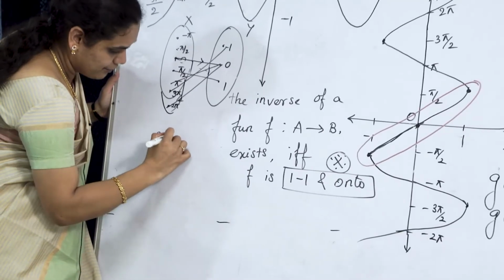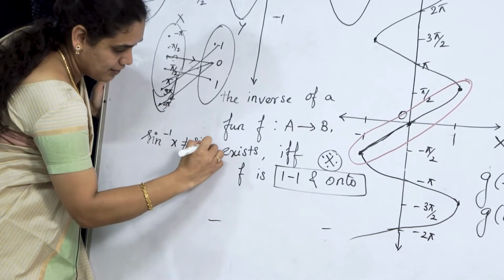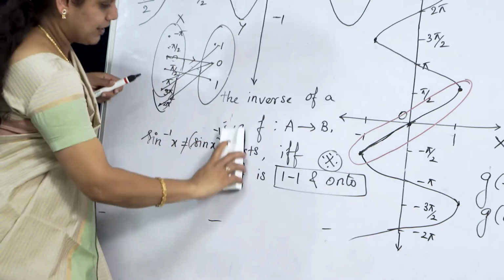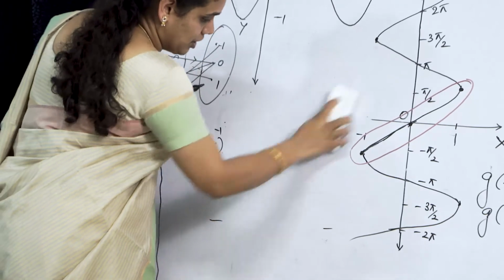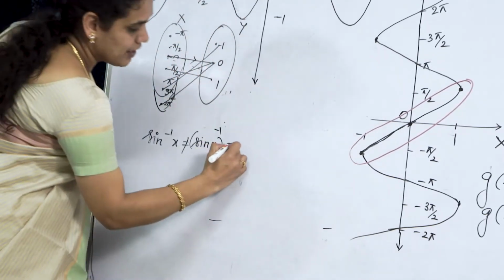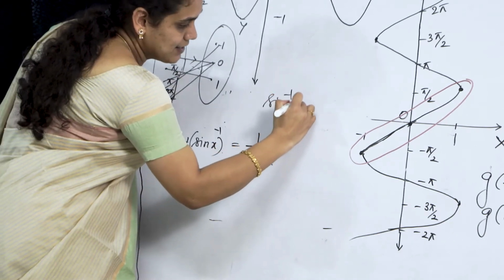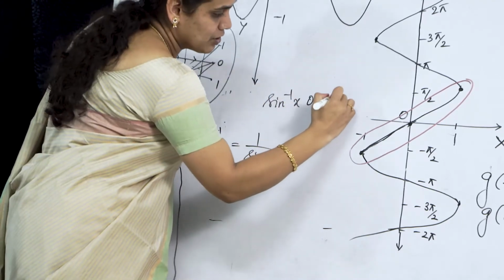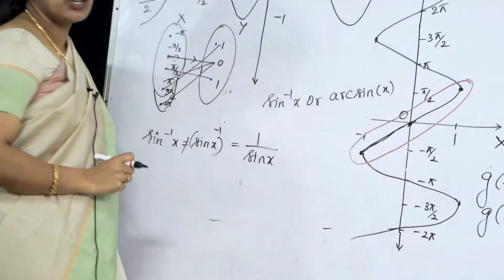Sine inverse of x doesn't mean that sine x whole to the power minus 1. It doesn't mean that. Most of the students get confused in this part. So it is never equal. This is not the same. This is equal to 1 by sine x, isn't it? But sine inverse of x is the inverse trigonometric function. You can write it in this way, or you can mention it like this, arc sine x. In these two you can mention any one.